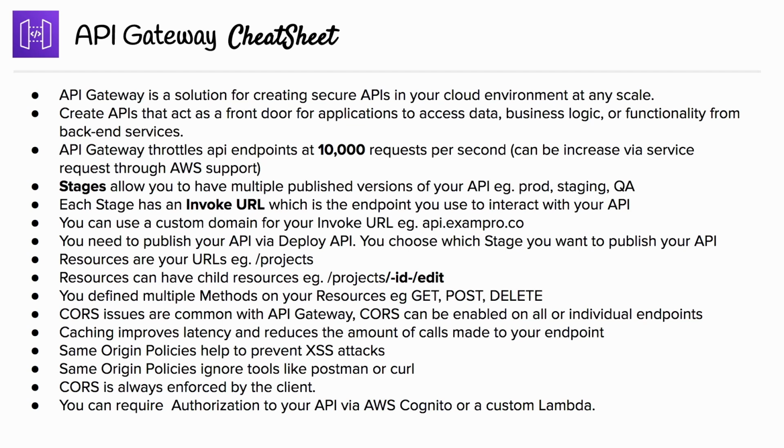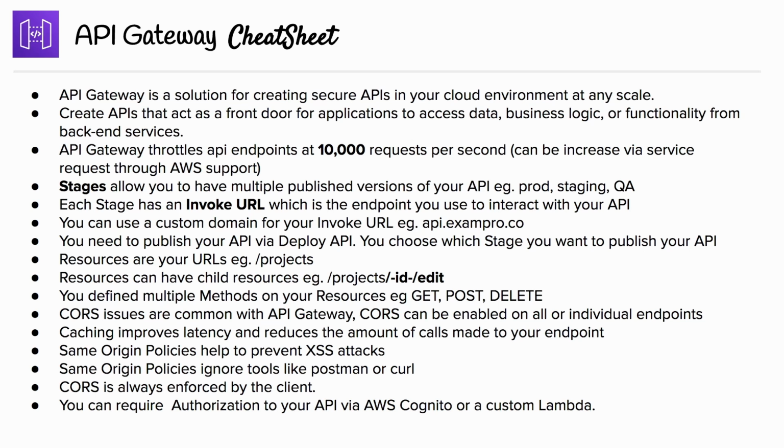CORS issues are common with API Gateway. CORS can be enabled on all or individual endpoints. Caching improves latency and reduces the amount of calls made to your endpoint. Same origin policies help to prevent XSS attacks. Same origin policies ignore tools like Postman or curl. So same origin policies just don't apply with those, so you can work with those tools.